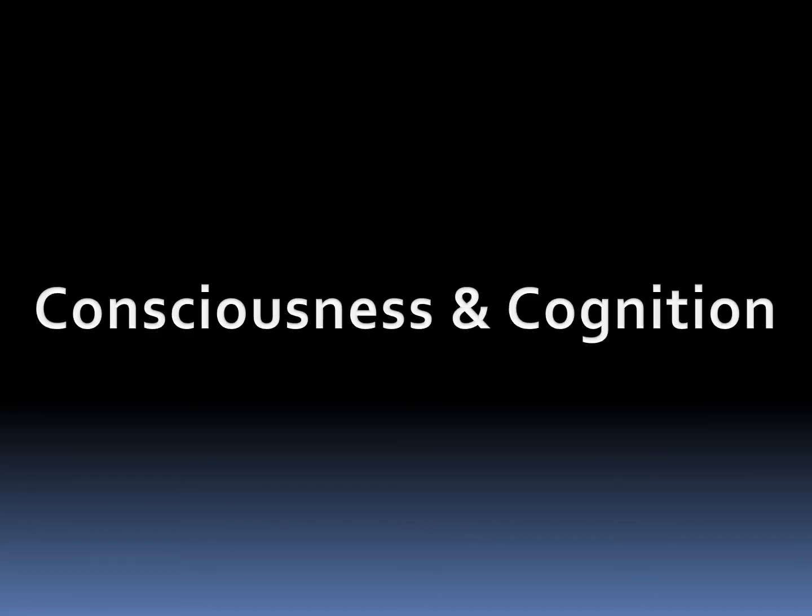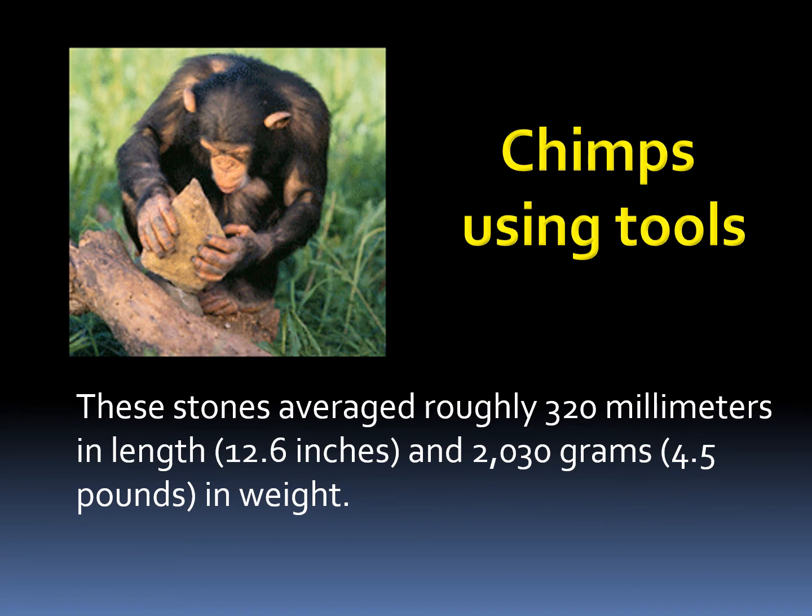In terms of consciousness and cognition, chimps are among the smartest of the primates, apart from humans. They are fully capable of using tools, and these stones average generally around 320 millimeters in length and about 4 to 5 pounds in weight. The chimps will actually specifically select those stones, and they all will weigh around the same and be around the same size.